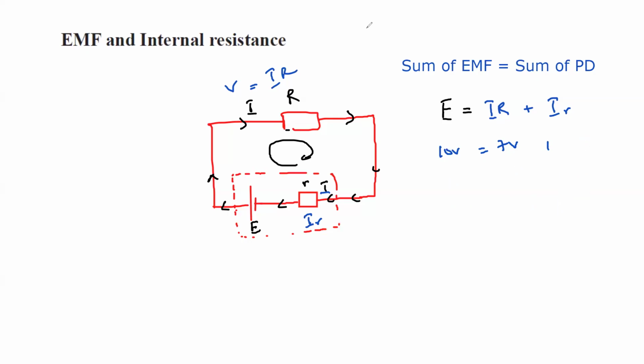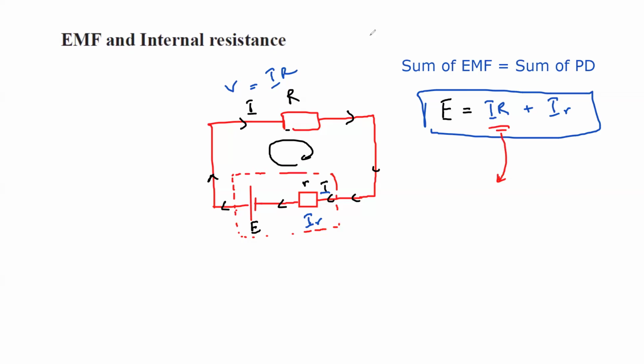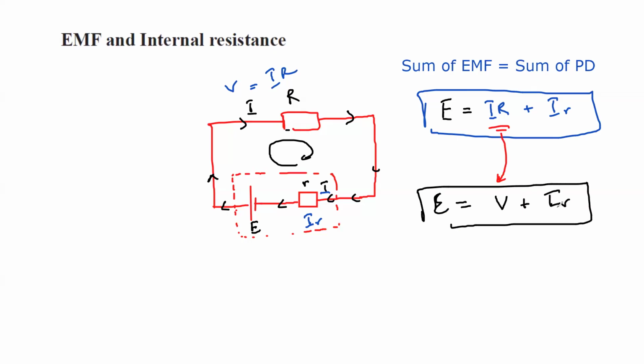So we can say EMF is equal to the current in the circuit into external resistance plus the current in the circuit into internal resistance. This is one formula. Or we can also say that V is equal to IR, so we can substitute that: EMF is equal to external voltage plus internal voltage. So we can also say that EMF is equal to V plus Ir. Is this formula clear?